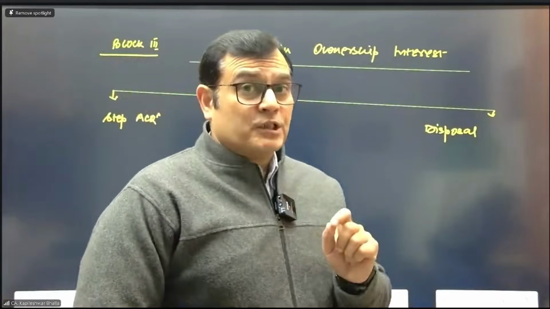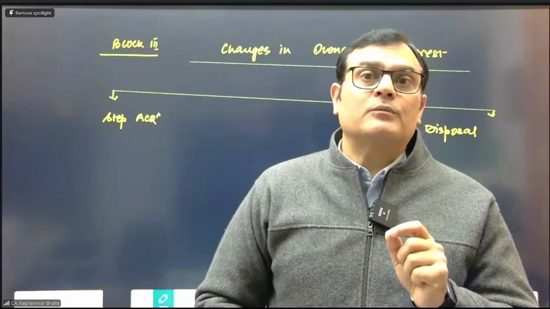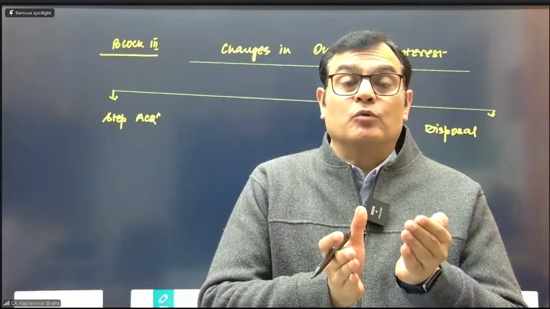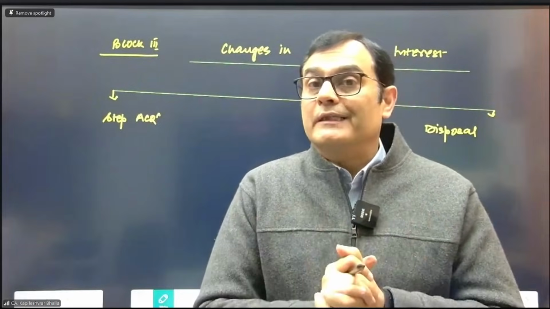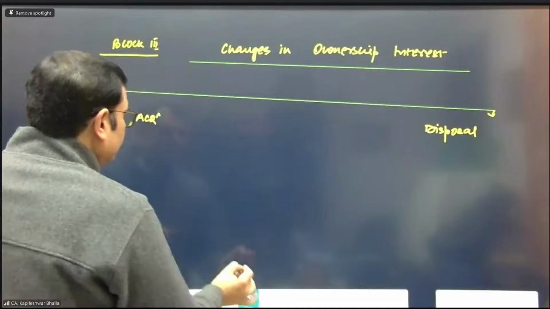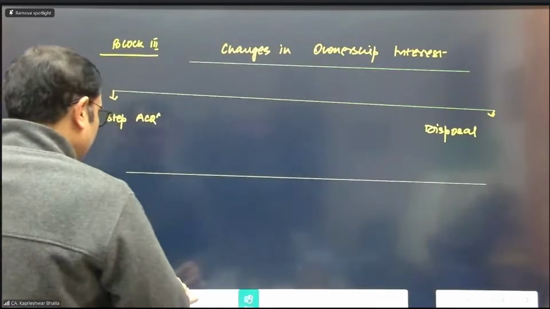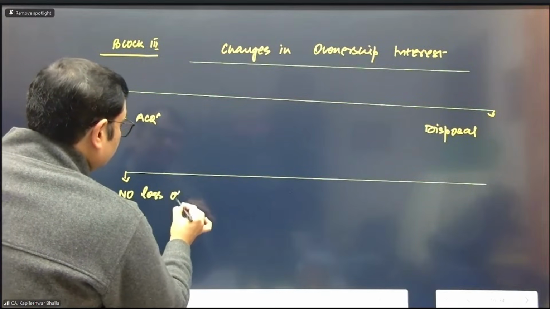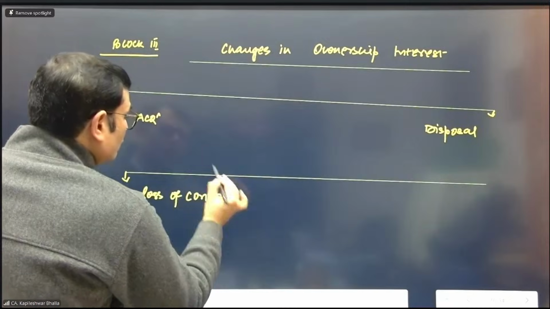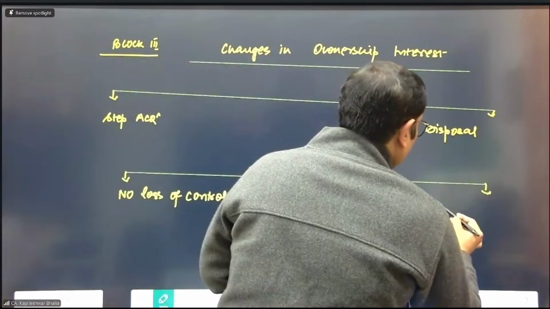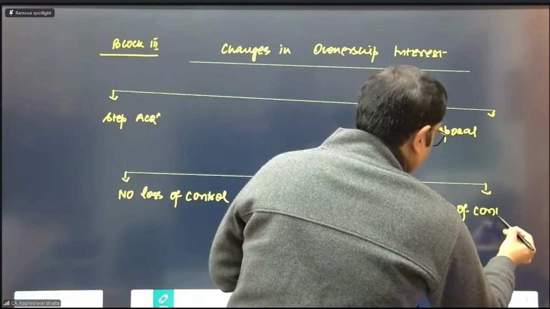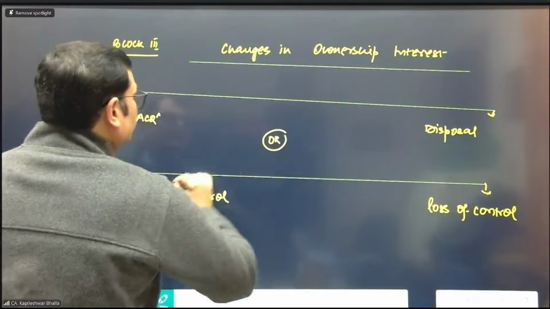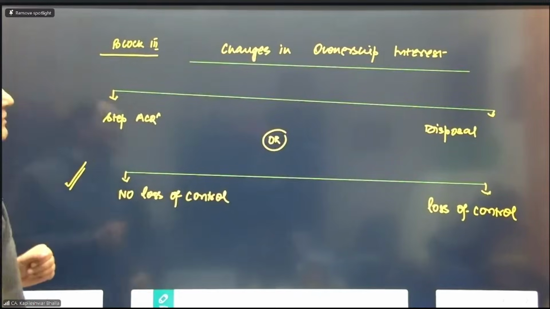Now, this is one way of looking at things, and another way is that once an action takes place, it leads to loss of control, or it does not lead to loss of control. Another way of looking at it is that there is no loss of control, or there is going to be a loss of control. So there are 2 different ways of looking at this. I would prefer this segregation.